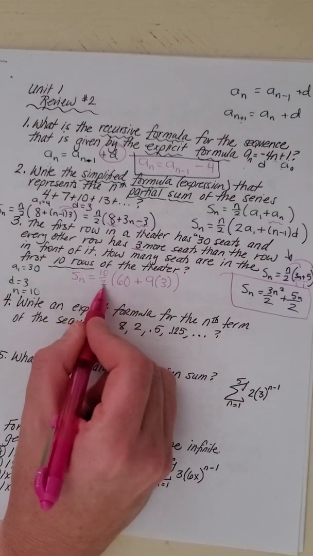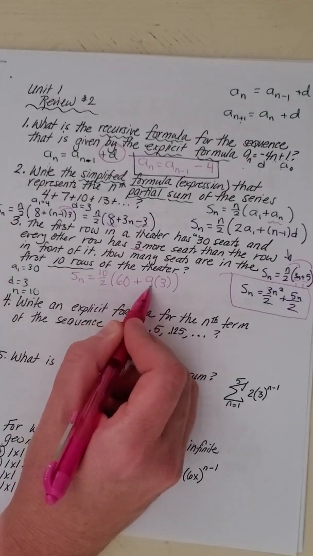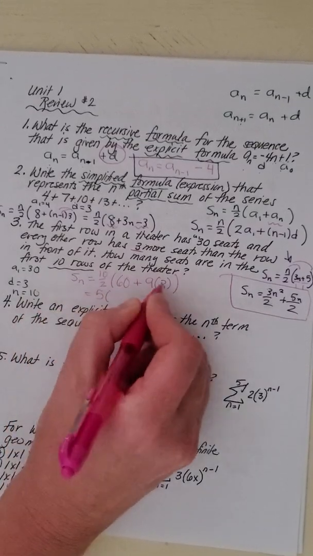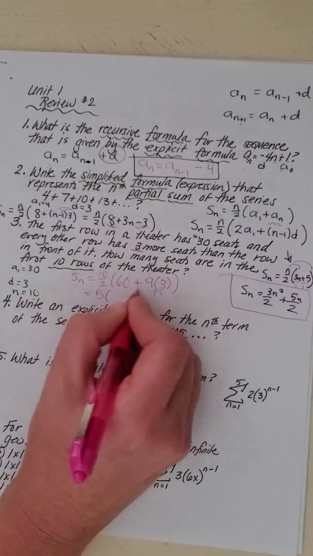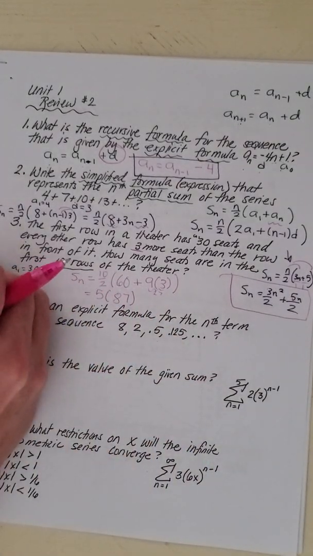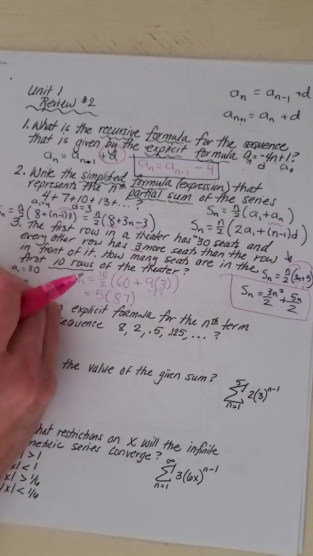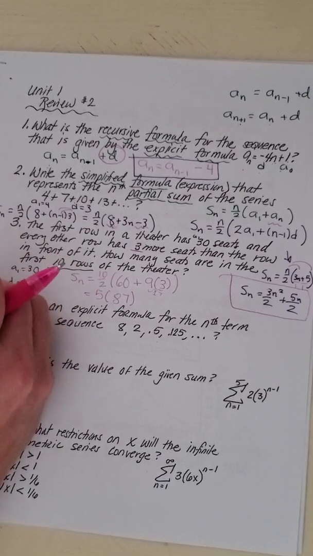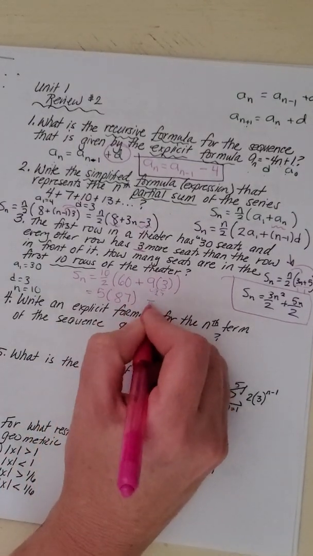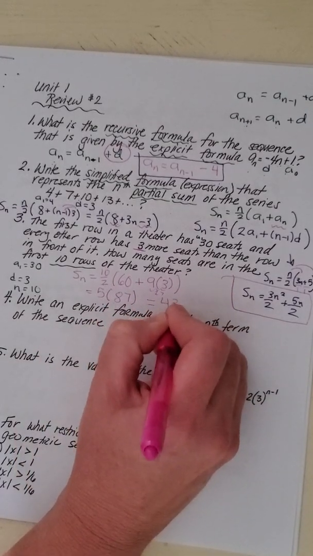Again, this is n over 2, 2a1, a1 is 30, so that would be 60, plus n minus 1, which would be 10 minus 1, 9, times d. 10 over 2 is 5. This is 27. 60 plus 27 is 87. 5 times 87, I'll do that off to the side. 5 times 87. That's 5, carry the 3, 5 is 40, 35, 435. So I got 5 times 87 is 435.